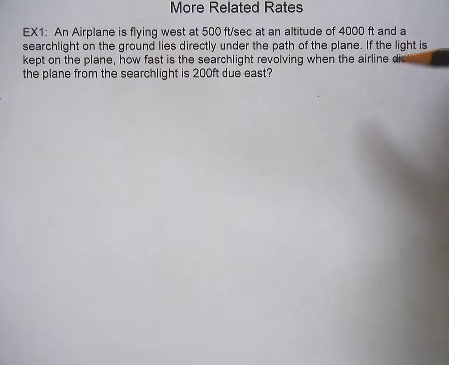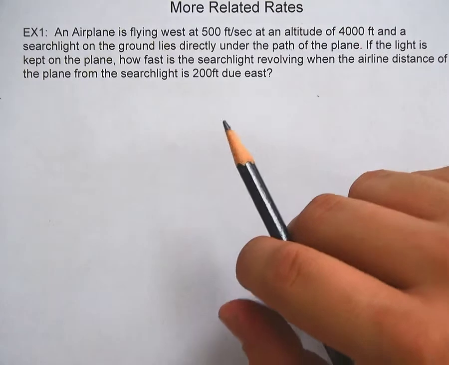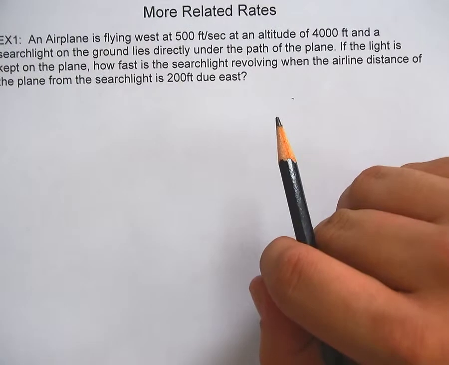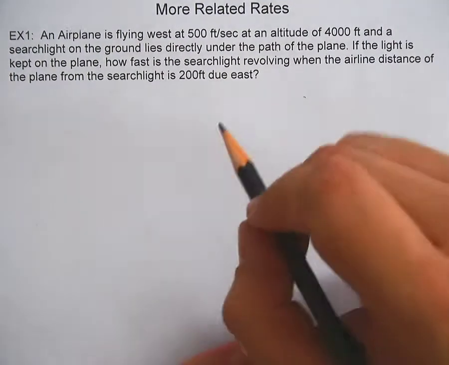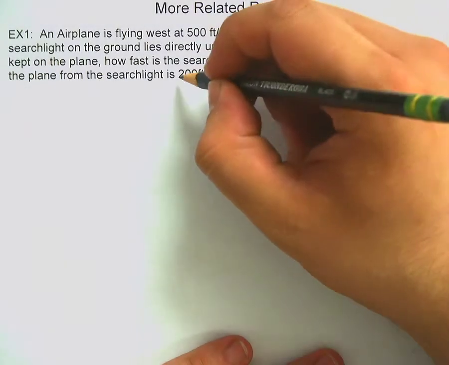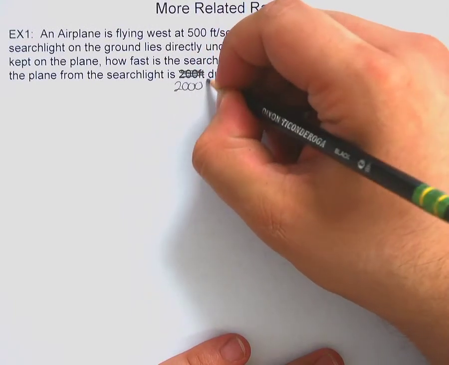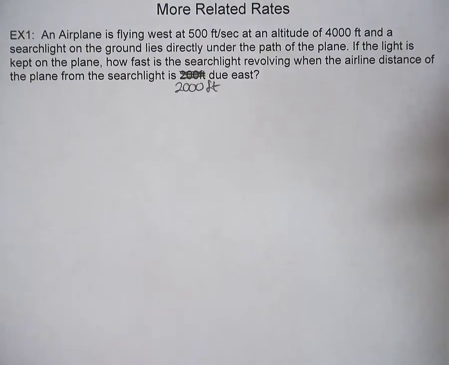If the light is kept on the plane, so you've got a searchlight kept on a plane, how fast is the searchlight revolving when the airplane is a distance of, oh, I messed this up a little bit. I didn't type this right. When the airplane is a distance of, I'm sorry, this should be 2,000 feet due east. I'm sorry for the horrible grammar there. Make that little correction, 2,000 feet due east. It should say when the airplane is a distance of 2,000 feet due east.